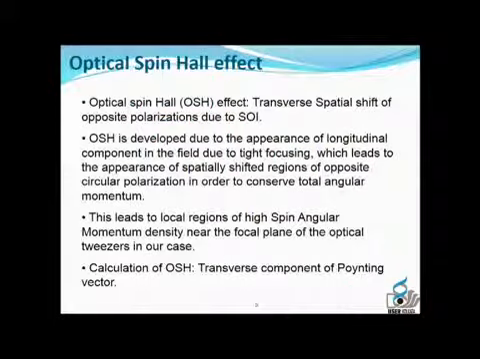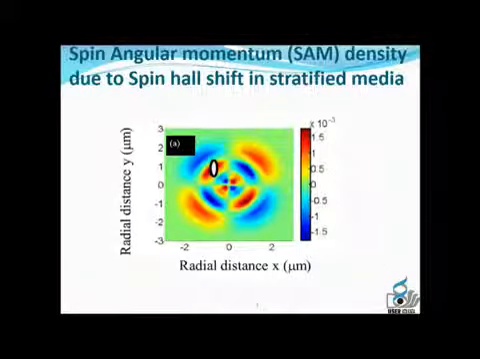The other interesting manifestation is the spin Hall effect of light, which arises due to the input polarization dependent longitudinal component of the field, and this leads to generation of extrinsic orbital angular momentum and transversal flow of energy. This eventually leads to generation of regions of opposite circular polarization near the focal plane as shown here. In fact, a particle trapped in this region will start spinning.